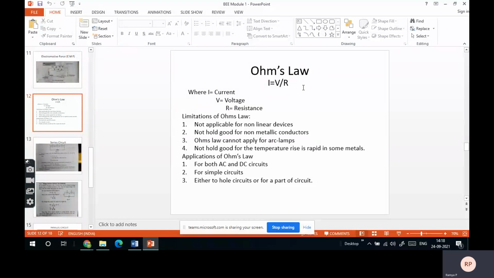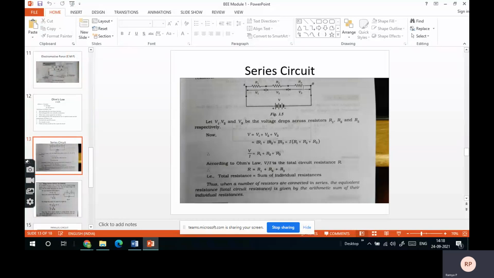Coming to the next topic, it is series circuits. In circuits, we have two types of circuits. One is series circuits and the other one is parallel circuits. Series circuit means all the components will be connected in series. I can consider passive components or active components. So what do you mean by passive components? Generally in this module you are going to discuss only passive components. Passive components are nothing but resistor, inductor and capacitor. So if I consider any of the components which are connected in series, next to each other, it is said to be a series circuit.